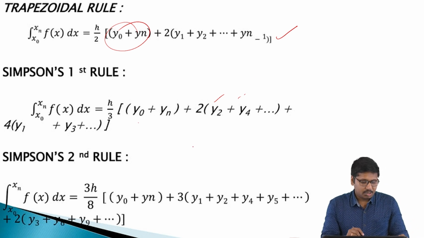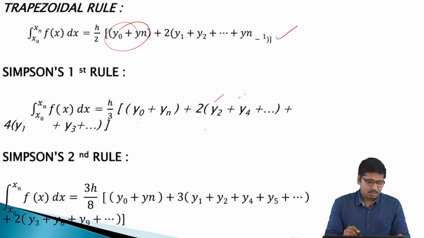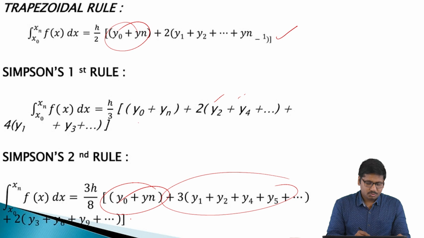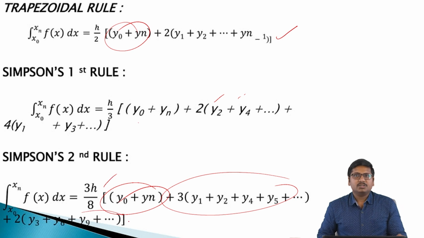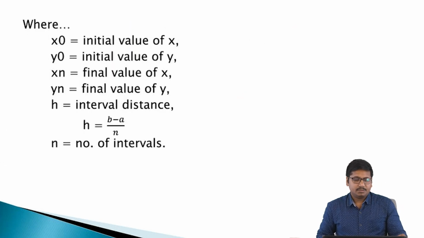And Simpson's second rule is also the same, with its own integration pattern. So the integral of f of x dx is equal to 3h by 8, times y naught plus yn, plus 3 into y1, plus 2 into y and so on.